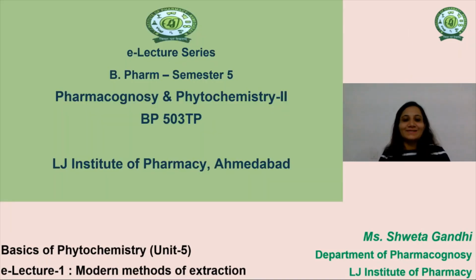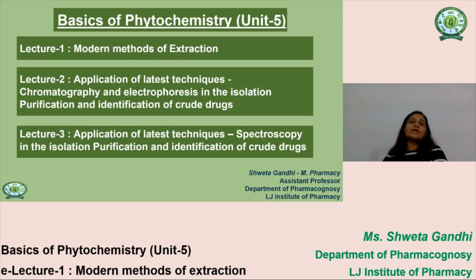Herewith we are starting our B Pharmacy semester 5. The subject is Pharmacognosy and Phytochemistry 2, that is for semester 5. So today we are studying unit 5, that is basics of phytochemistry. Phyto means plants. So the active constituents of plants, its extraction, spectroscopic methods, all we will study here.